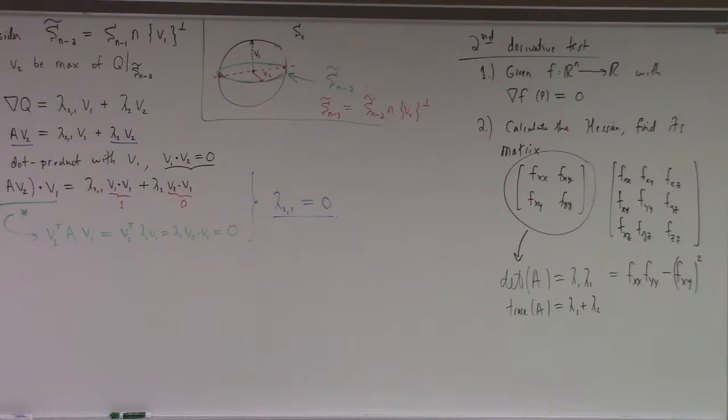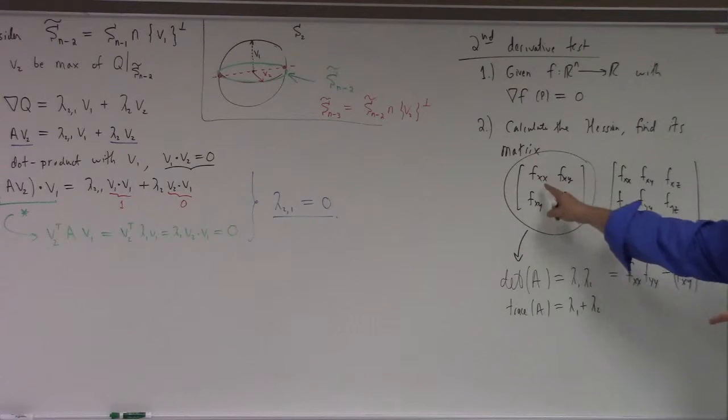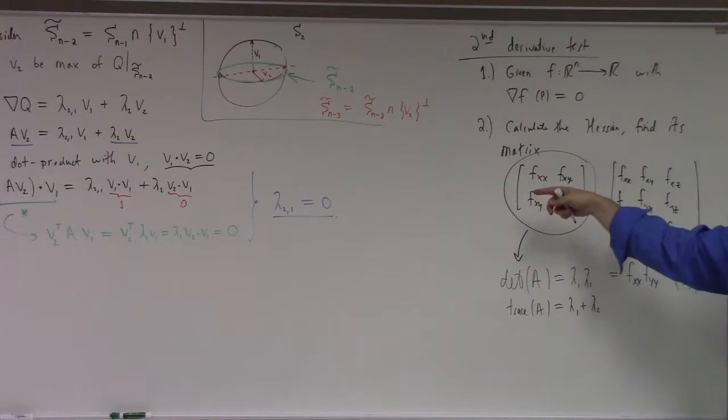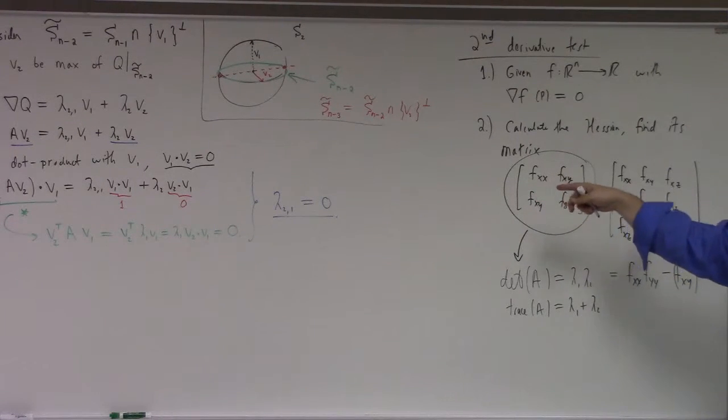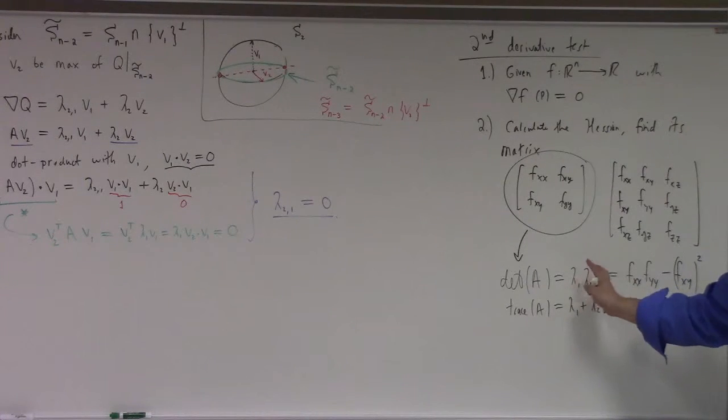How do you tell the difference? It's based on this. It turns out that if the xx derivative is positive, it's a minimum. If the xx derivative is negative, it's a maximum. And then if the determinant is negative, if the D is less than zero, that means these had opposite signs, which means that you have a saddle.